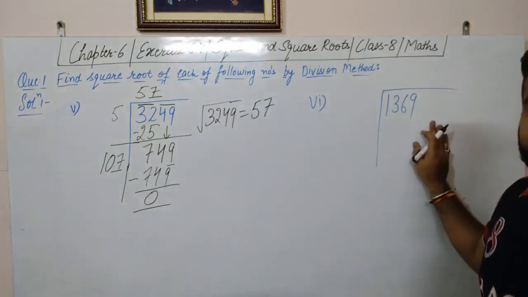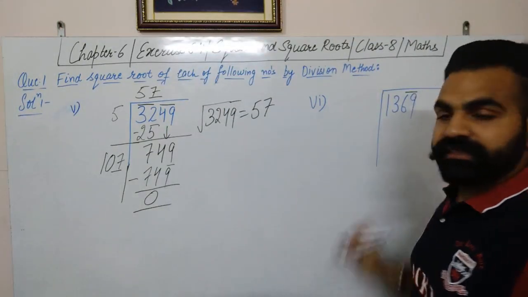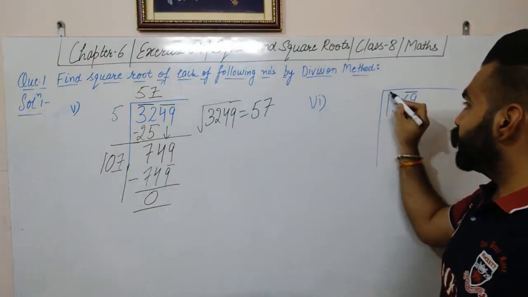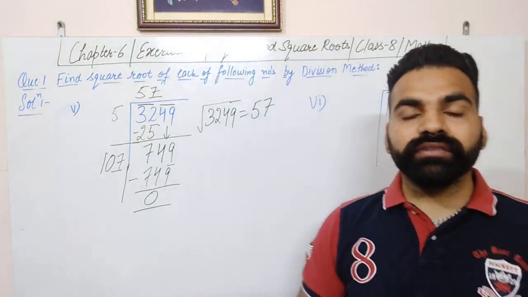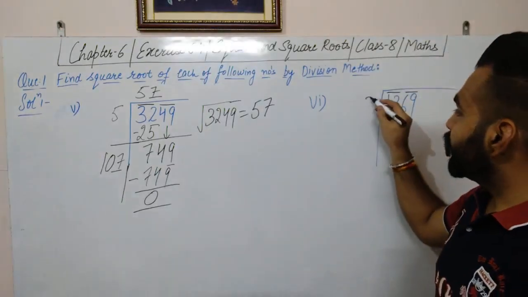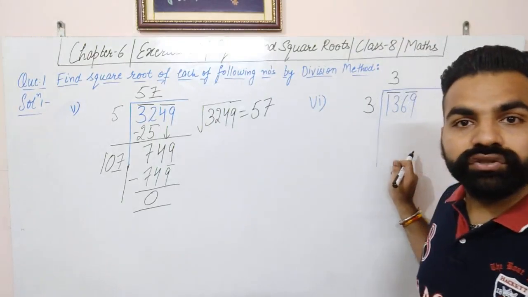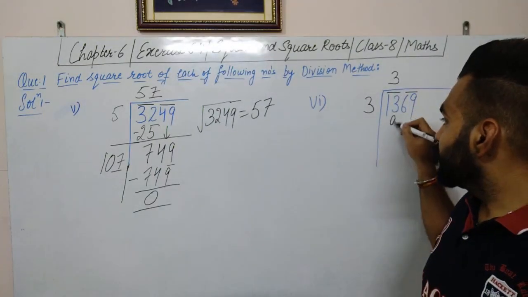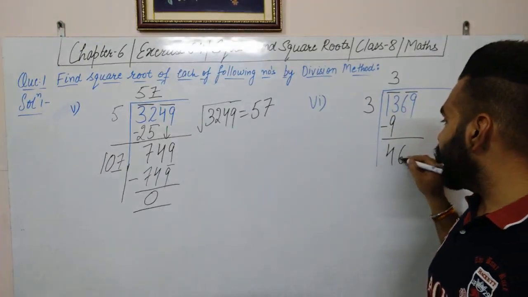Next, 1369. Same procedure: we will put a bar on 69 first, and the next bar we will put on 13. So we have to check a perfect square number which is less than 13, that is 9. So we will take 3 here and also 3 in the quotient. So 3 into 3 is 9. We will subtract 9 from 13, and bring down 69, which gives 469.